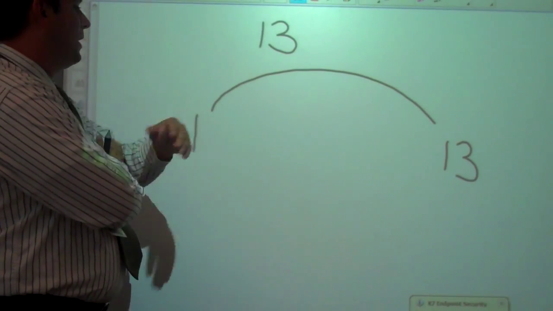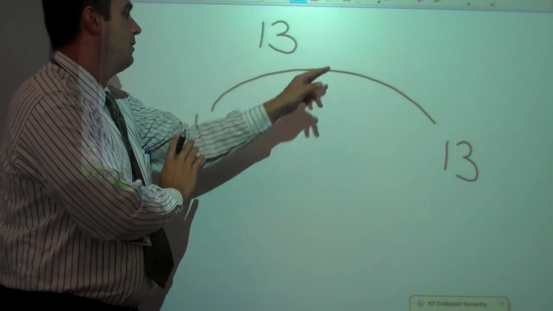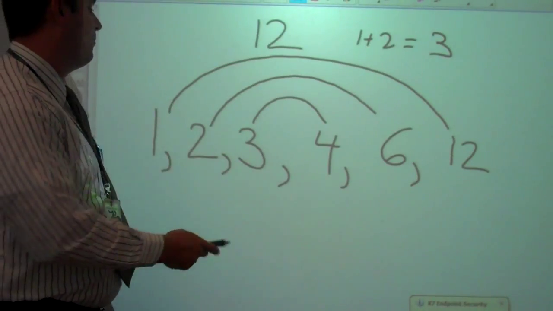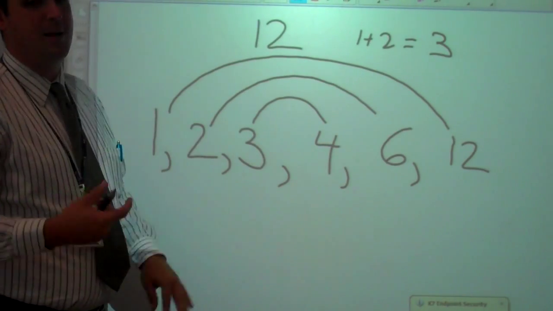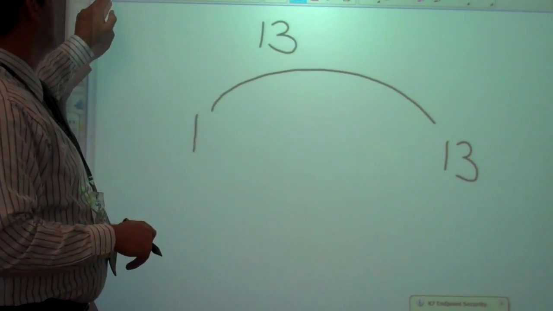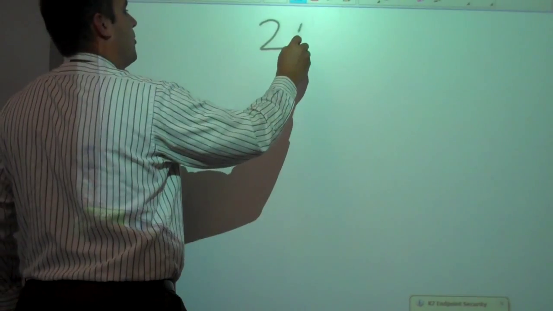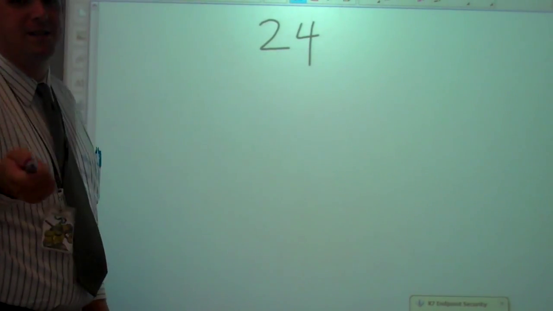When you find a factor rainbow like this, with only the number we're looking for and 1, it's a prime number. A factor rainbow like 12, with multiple factors, is a composite number. So we'll give you a couple to practice with. Why don't we try the number 24? Alright, you can practice this at home right now.